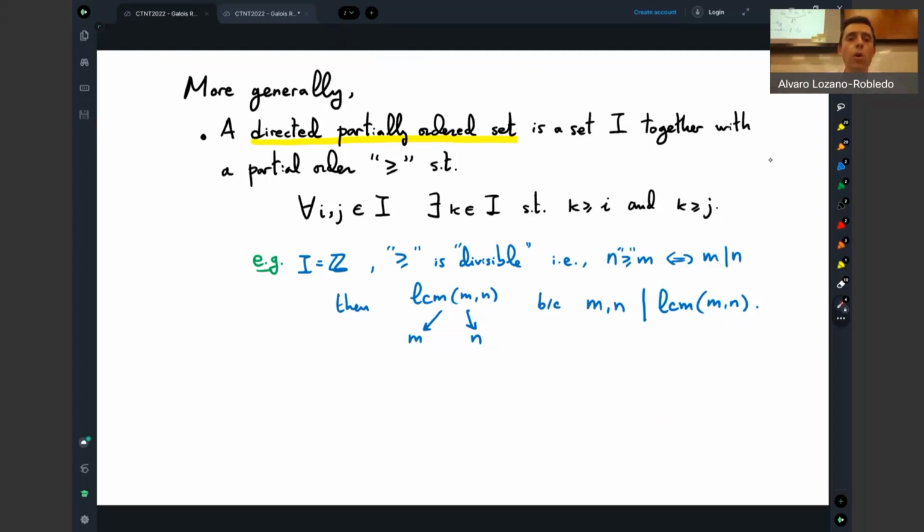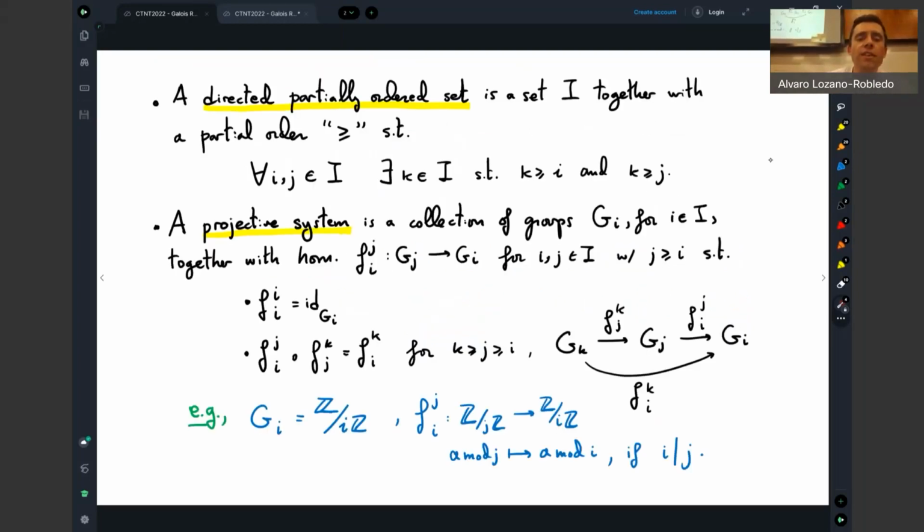Once we have the directed partially ordered sets, we also want a projective system, and that will be a collection of groups, one for each index, and then homomorphisms whenever two indices are related, which is not for all, but whenever you have j bigger than i, related by whatever this ordering is. Then we want a homomorphism that goes from G_j down to G_i, so that expresses going from j down to i, with two simple properties.